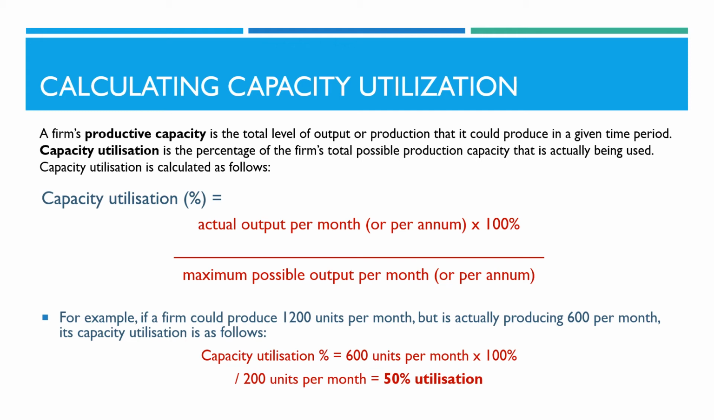Capacity utilization is the percentage of the firm's total possible production capacity that is actually being used. Capacity utilization is calculated as follows. Capacity utilization equals the actual output per month, or per annum, times 100%, divided by the maximum possible output per month, or per annum. For example, if a firm could produce 1200 units per month, but is actually producing 600 per month, its capacity utilization is as follows. Capacity utilization equals 600 units per month, times 100%, divided by 200 units per month, which equals 50% capacity utilization.